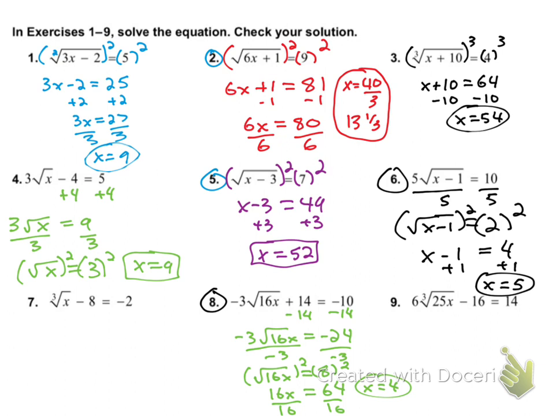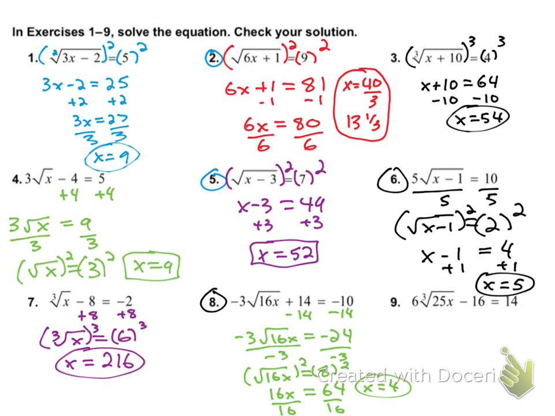Number 7. All right, same concept. We just now have a cube root. So I will add 8. Cube root of x equals 6. And then I will cube both sides, which will give me x equals 216. Okay.